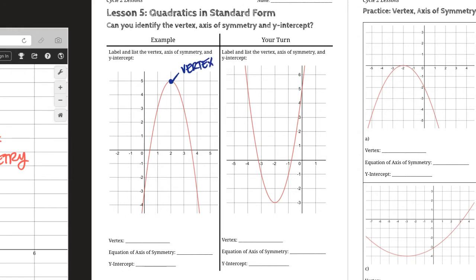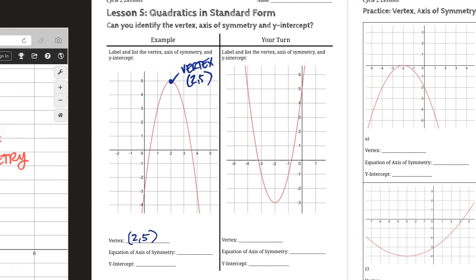Now, when it's asking us to give the vertex, it's just a point. So we need to put down the coordinate of that point. Well, the coordinate of that point, we just look at it, x and y. So it's going to be 2 over and 5 up. So the coordinate of the vertex, in this case, is (2, 5). And that's the same thing I'm going to write down here in this blank, (2, 5), because it's just a coordinate.